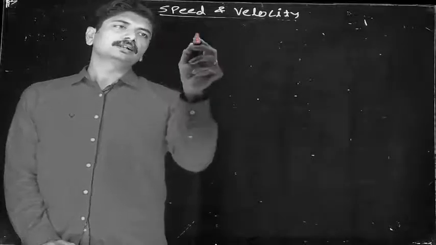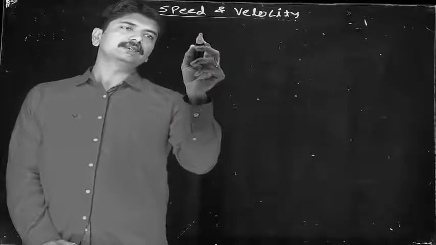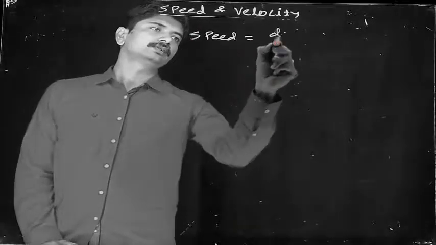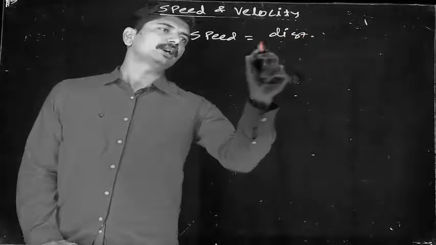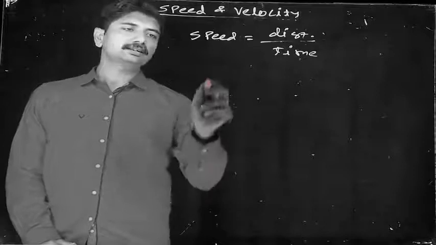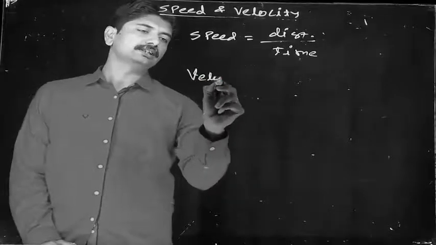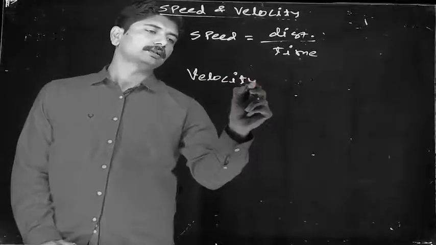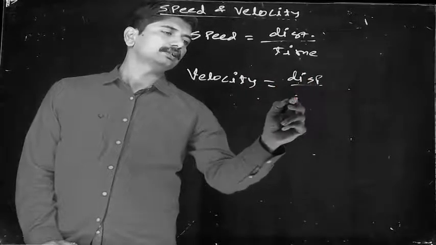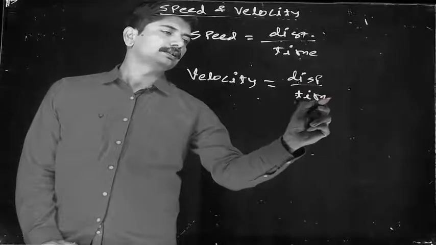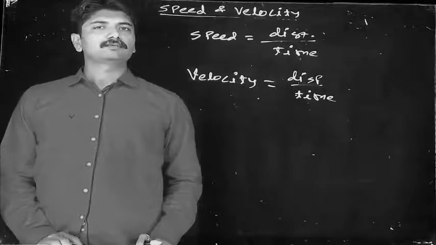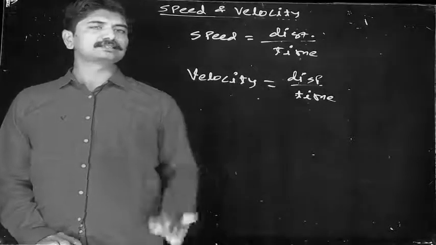Till school level you have studied that speed is equal to distance upon time. Second, you have studied that velocity is equal to displacement upon time. Now we'll talk about it in detail. What is meant by distance upon time? What is meant by displacement upon time?